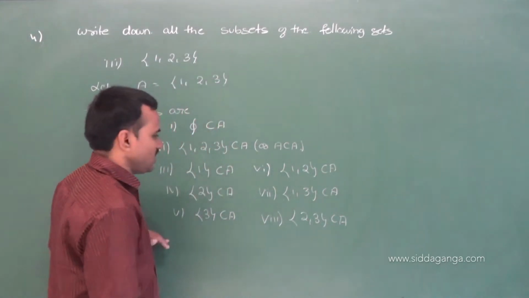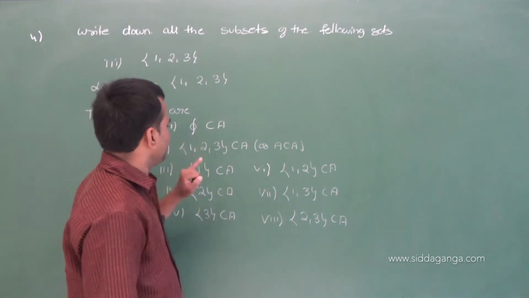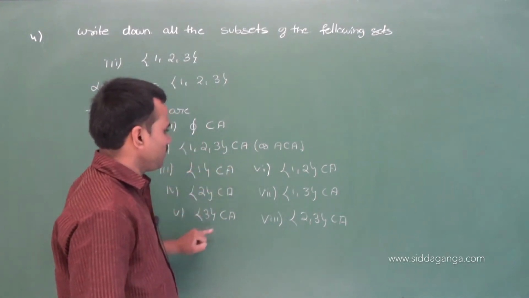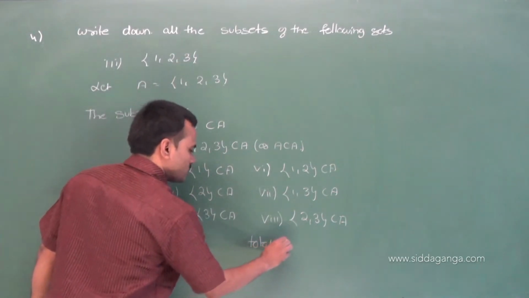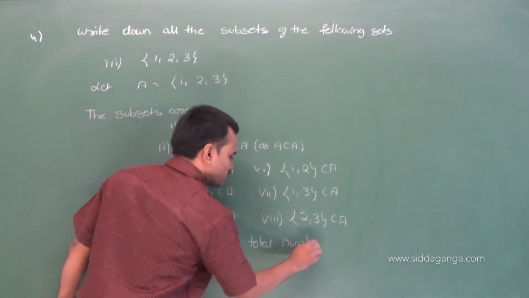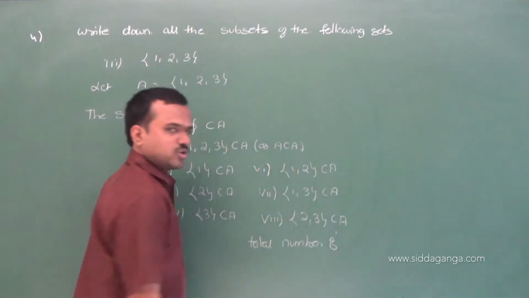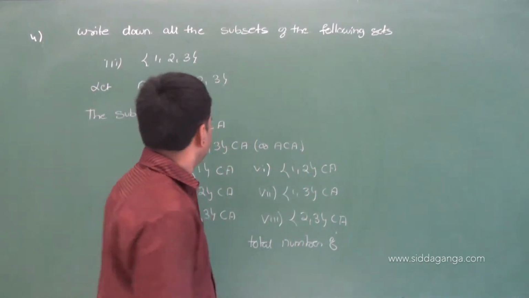So the subsets are the set itself, single elements, and 2 elements. Total number is 8. Understand? Fourth question.